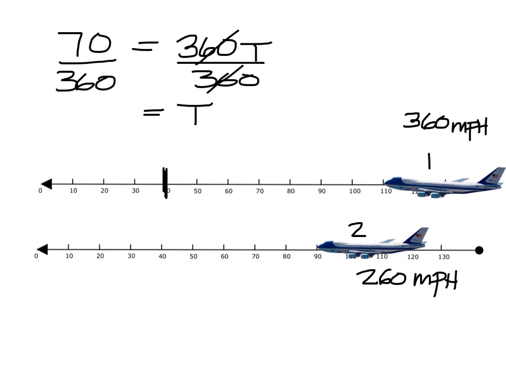What unit is time in? It is not in seconds. It's in an hour, yes. Time is in terms of an hour because 360 is what units? Miles per hour, so the time has to match up. It's in hours. 70 over 360, we divided that and got 0.19, and then the 4 repeats.